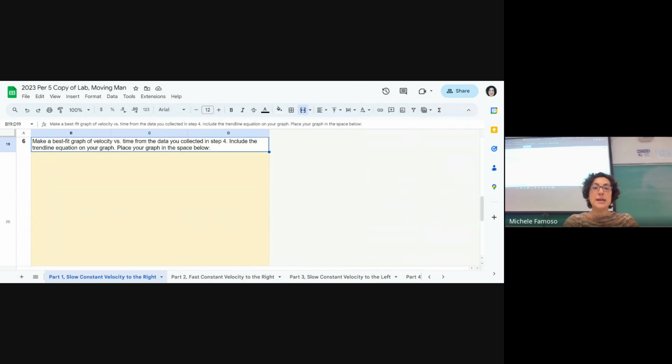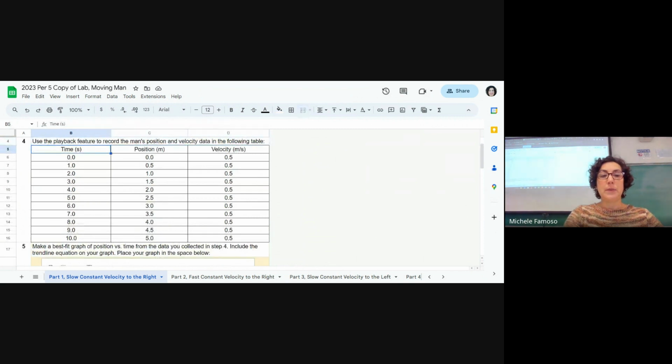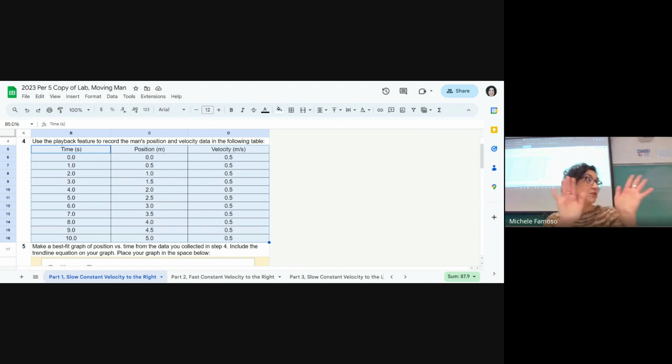Okay. Now let's head down to step 6. Make a best fit graph of the velocity versus the time from the data in step 4. This gets tricky because the velocity and time columns are not adjacent to each other. So I'm going to show you the easiest way to do this. Head back up to your data table. Put your cursor so the time cell is highlighted in blue like mine is. Do you have that? Okay, hold your shift key down. Right arrow over to velocity and then down arrow to select all the numbers. It's okay that we have all 3 columns highlighted. I'm going to show you how to fix things in a minute.